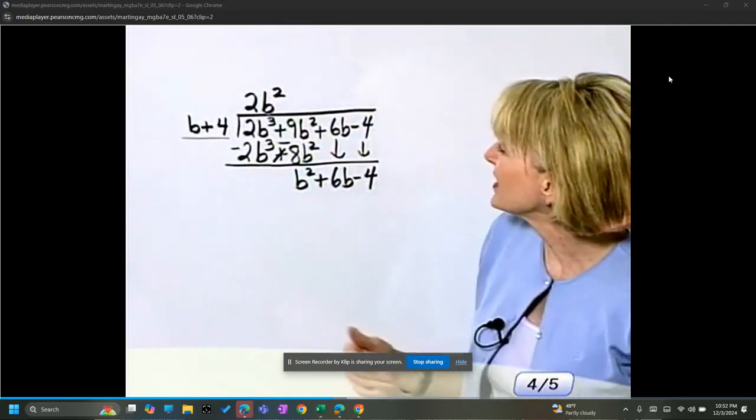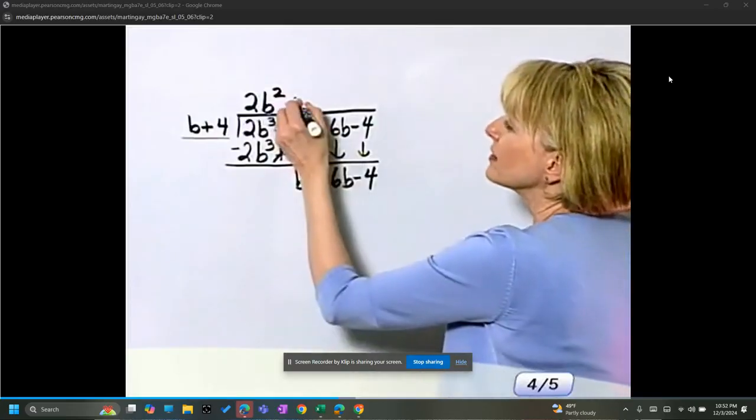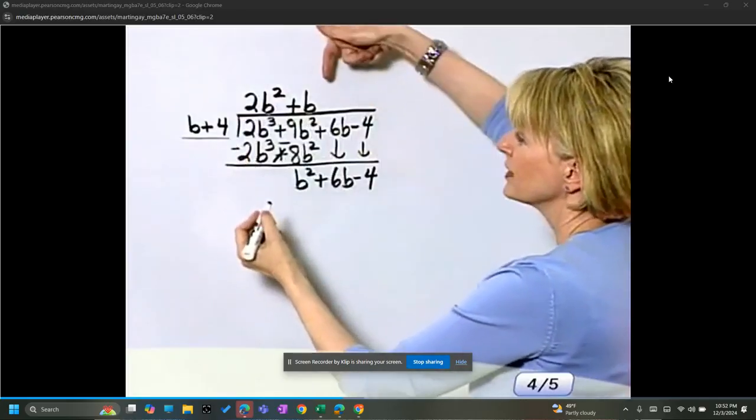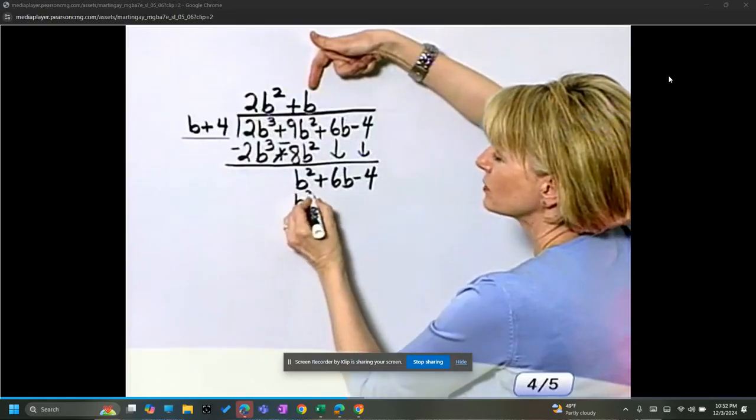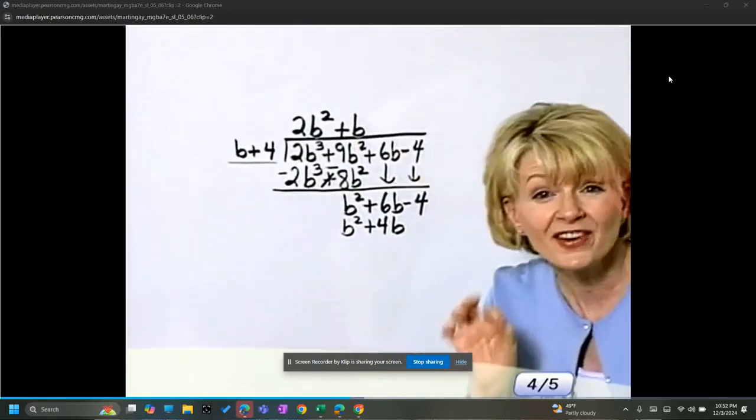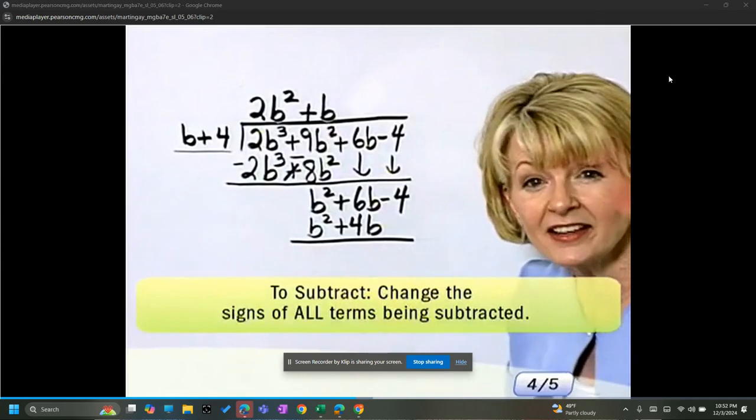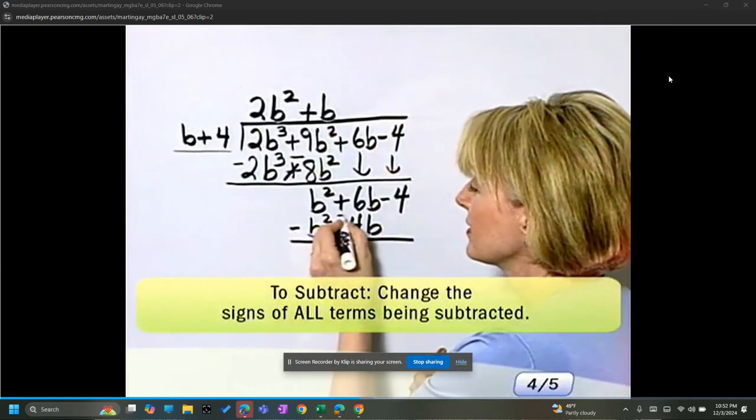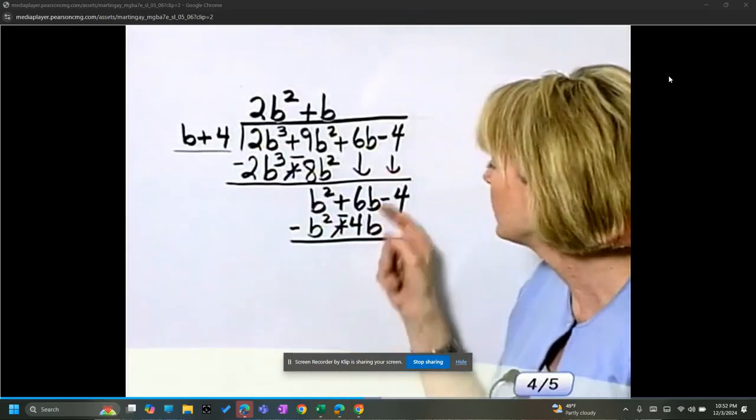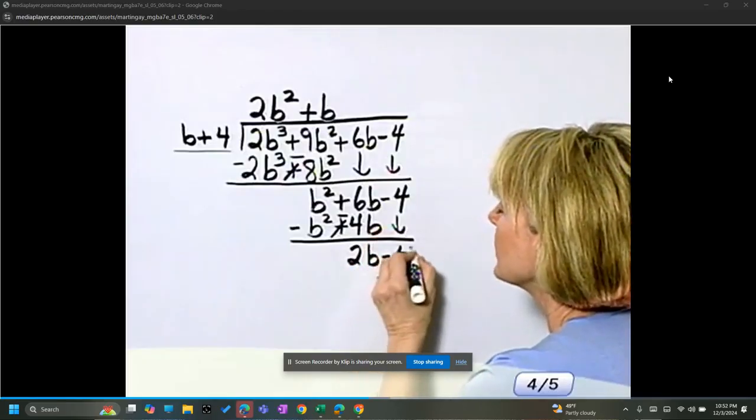And then I'm going to bring the rest down so that I don't lose any of my terms. And let's do this process again. What times b gives b squared? That's b. Now I'm multiplying b times this entire divisor. So b times b is b squared, plus b times 4 is 4b. Very, very important. Do not forget, once you draw your line, you are subtracting, so we want to change these signs. B squared minus b squared is 0b squared, or 0 like we want. 6b minus 4b, that is 2b, and then I'm bringing down my minus 4.